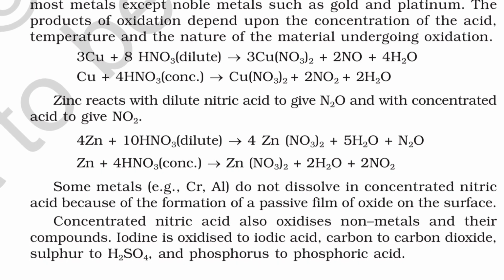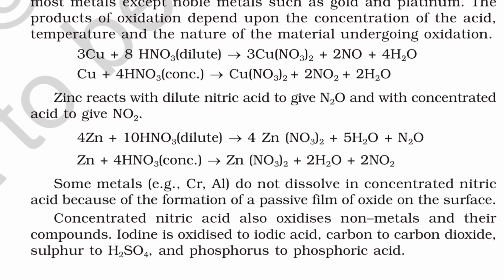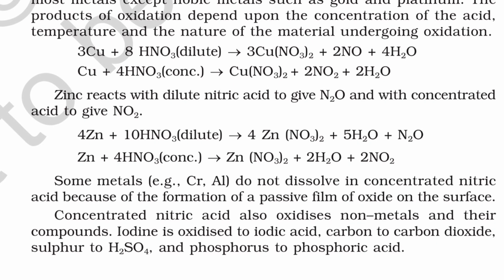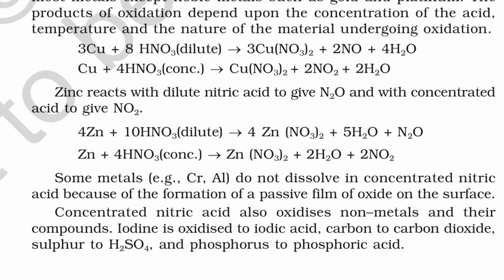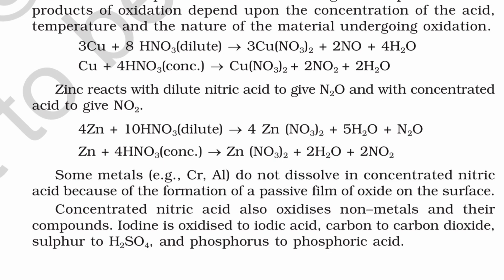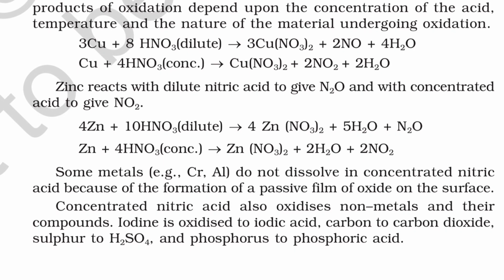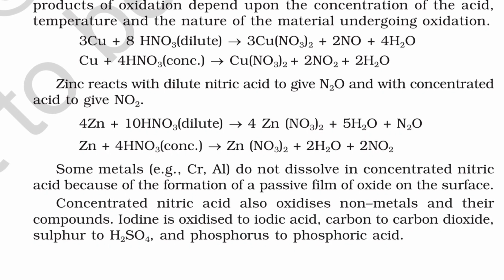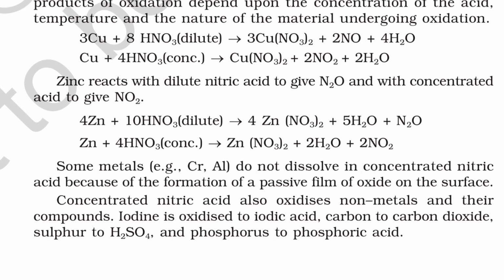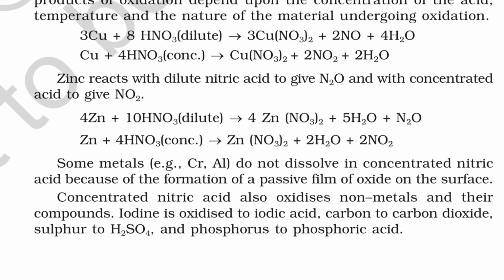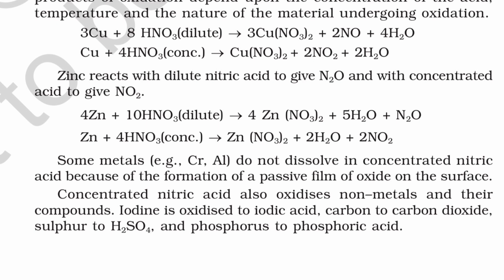Okay, now there is a difference, so this can be converted into a question. Copper with dilute HNO3 gives NO, zinc with dilute HNO3 gives N2O. Some metals like chromium and aluminum do not dissolve in concentrated nitric acid because of the formation of a passive film of oxide on the surface. We can say they become passive. Aluminum becomes passive when treated with concentrated HNO3.